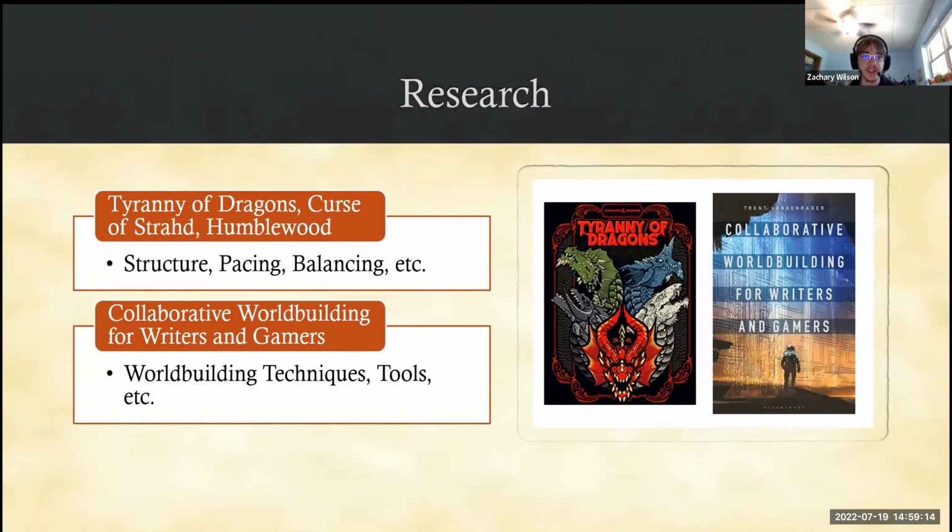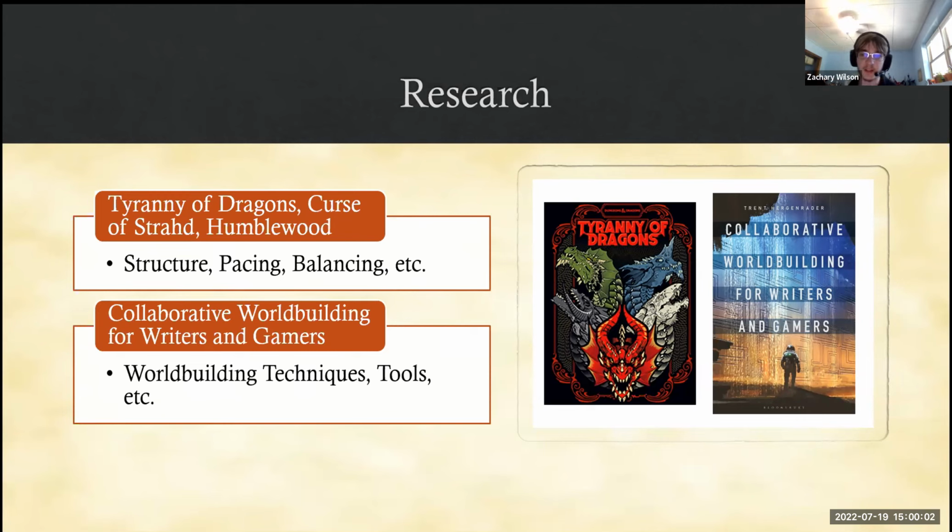As far as my research goes, I went through several books, both official and unofficial, that are these adventure books, and looked at how they're structured, how they paced out the different levels and chapters, and how they balanced different things so that you're not doing anything too crazy, and not throwing some big impossible monster at a group of players that can't deal with it at whatever level they're at.